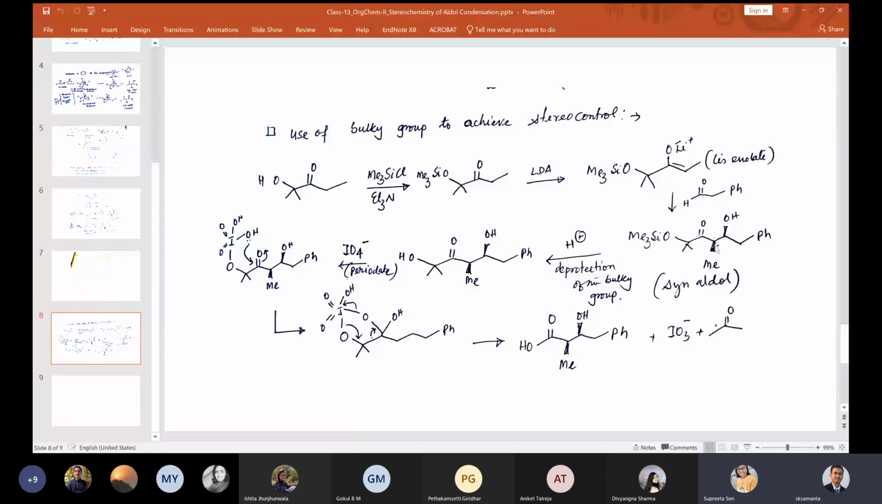Yes, sir, that I understood. I only had a doubt in that stereochemistry part. And sir, in Claisen, apart from LDA, they also use something like lithium hexamethyldisilazide or something. Does that have the same function as LDA? Does it do the same thing?